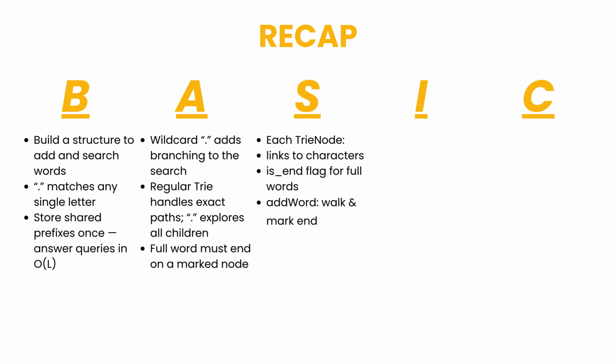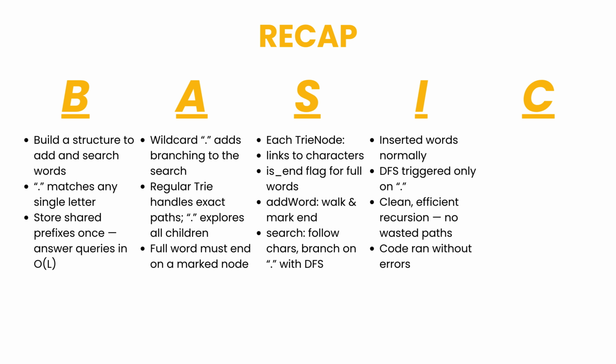We organized everything around a trie node with character links and an is_end flag. The plan: add word walks or creates nodes per character, then marks the end. Search scans character by character. On letters we follow the link, and on a dot we recursively try each child. Success only counts if we land on a node marked as a complete word. We followed that blueprint exactly. Standard insert for adds, depth first branching on dots for searches, and kept the logic tight to avoid unnecessary paths.